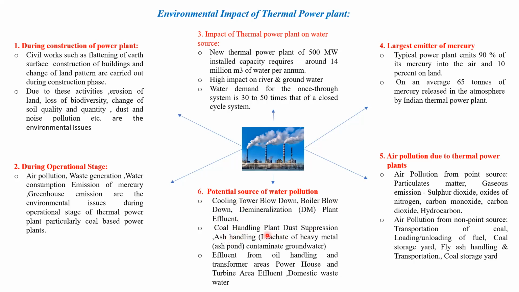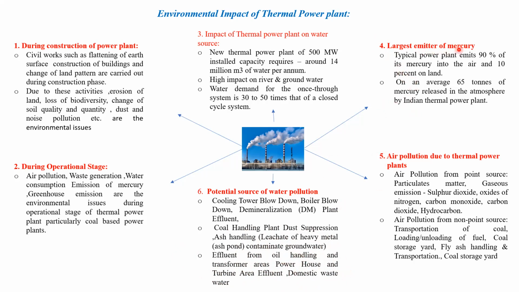Coal plant and coal handling plant, dust suppression, ash handling, then effluent from oil handling plant and transformer areas, powerhouse and turbine area effluent, domestic wastewater. Whatever wastewater comes out of the turbine and boiler area is collected in the effluent plant, and also from the oil handling plant and ash handling plant. So these also cause environmental impact. That is soil erosion, land damage, etc., and also some other problems which we'll discuss in later slides.